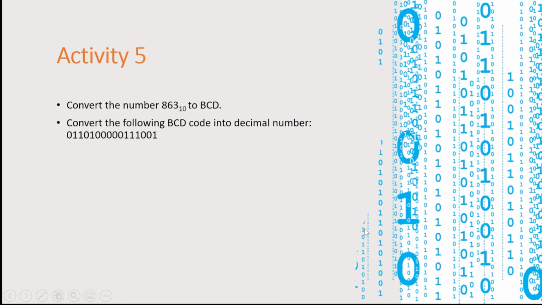I want you to try this activity on your own. There are 2 questions there. First, convert 863 in decimal number to BCD, and then convert the following BCD code into a decimal number. Try to do this on your own, and then we can discuss it in the next class.